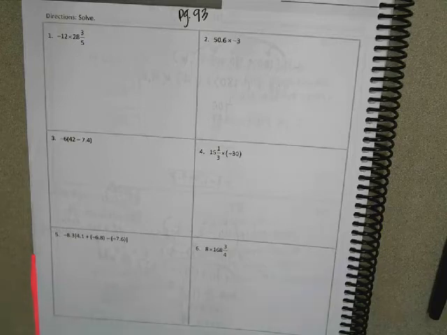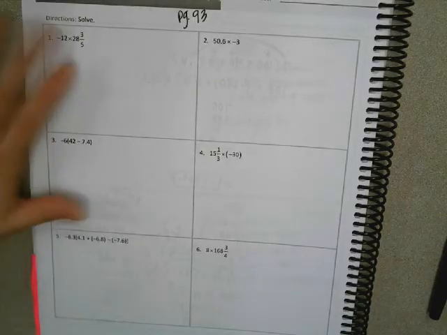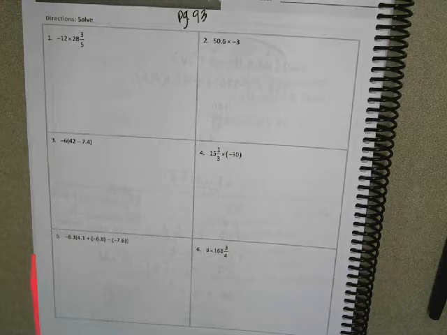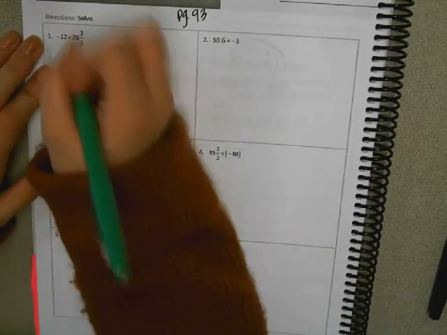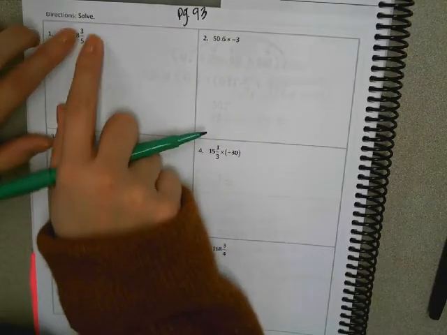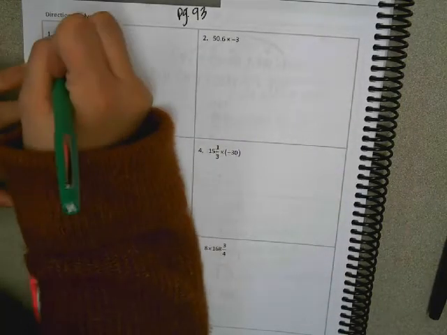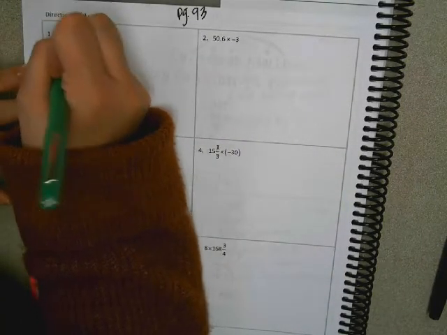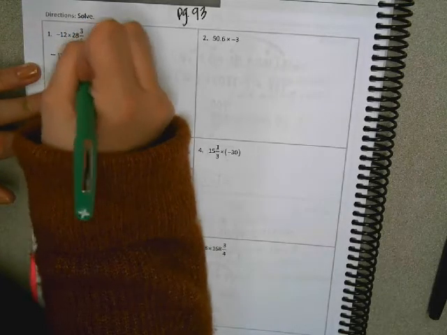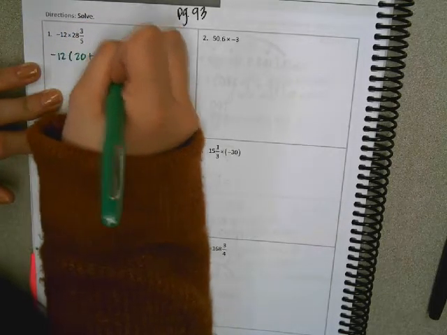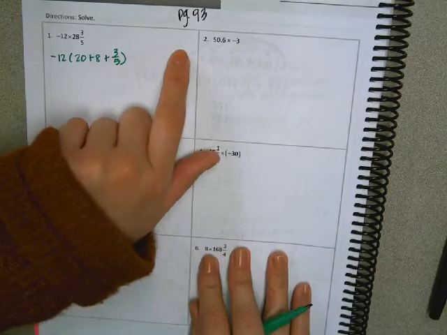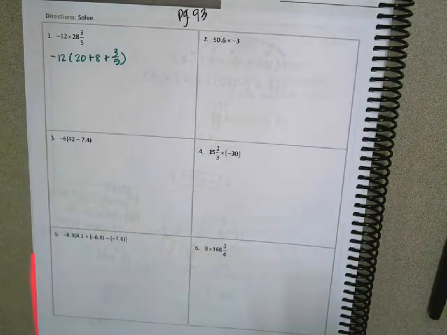Okay, so I'm gonna get you started on this one just because number one is a little bit tricky, and you'll see why. So I'm gonna go ahead and decompose the 28 and 3/5. So I have negative 12 times 20 plus 8 plus 3/5. Okay, again, I'm on page 93, if I didn't mention that.